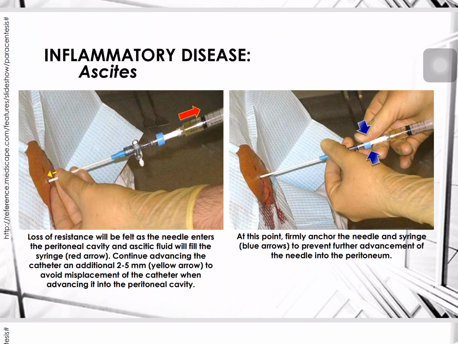Loss of resistance will be felt as the needle enters the peritoneal cavity and ascitic fluid will fill the syringe. Continue advancing the catheter an additional 2 to 5 mm to avoid misplacement of the catheter when advancing it into the peritoneal cavity. At this point, firmly anchor the needle and syringe to prevent further advancement of the needle into the peritoneum.